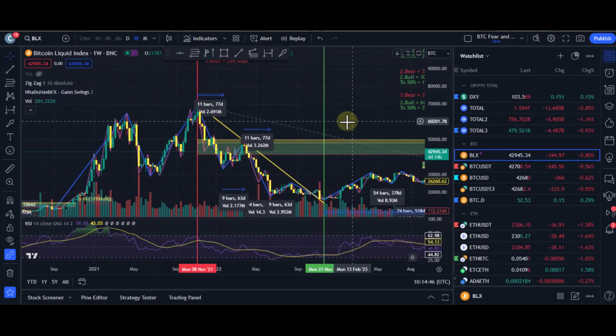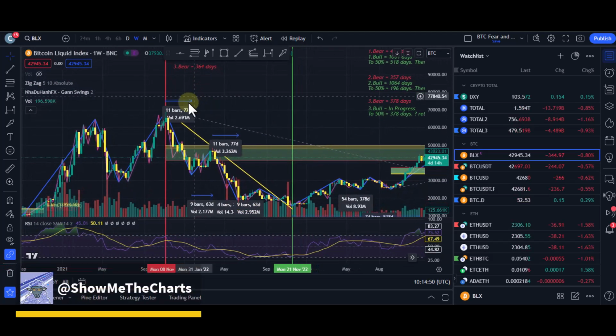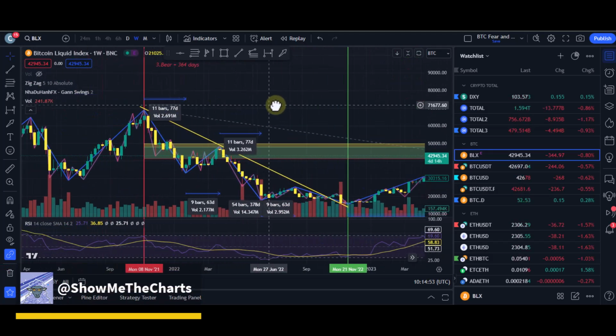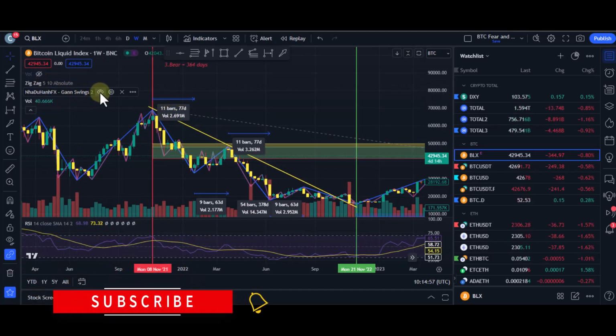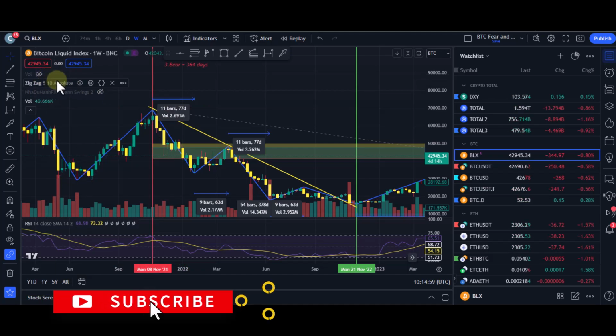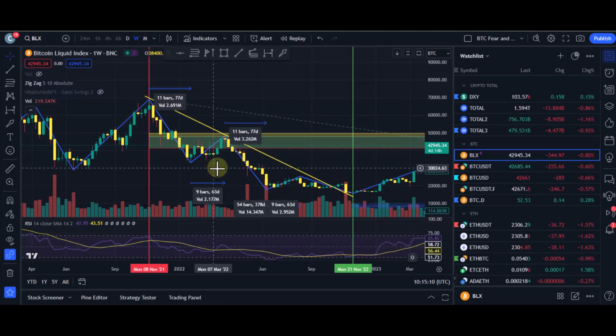Here's something interesting. Look at this bear market. Now I'm measuring the swings here and I'm using these two indicators. I'm going to turn off the Gantt swings for now, but I'm going to leave the zigzags on. We're measuring the swings top to bottom. We went down, which is this line here, for 77 days and we had a bounce for 63 days up.